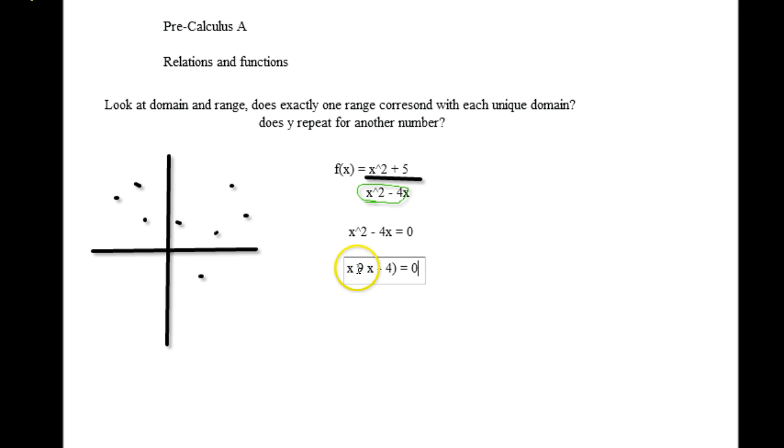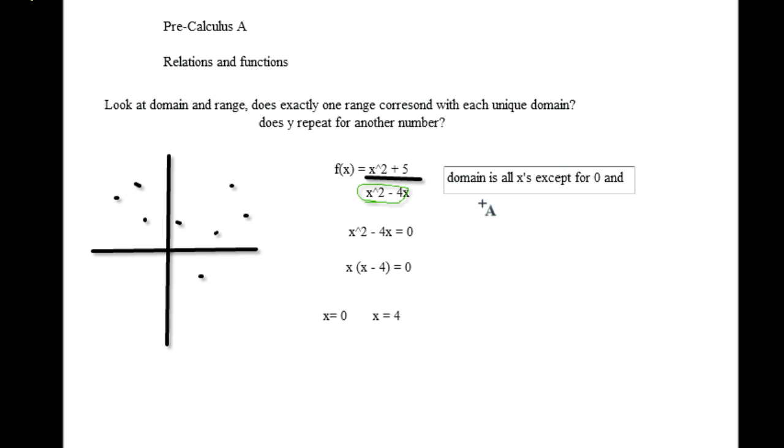Then you would use the fundamental theorem of algebra and set each part of those equal to 0. So x would be equal to 0, and then x would be equal to 4 on the other side. So basically what you could say is that the domain is all x's except for 0 and 4. So that's how you find domain and range that way.